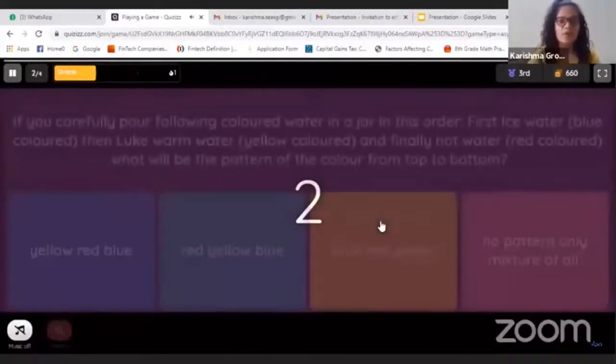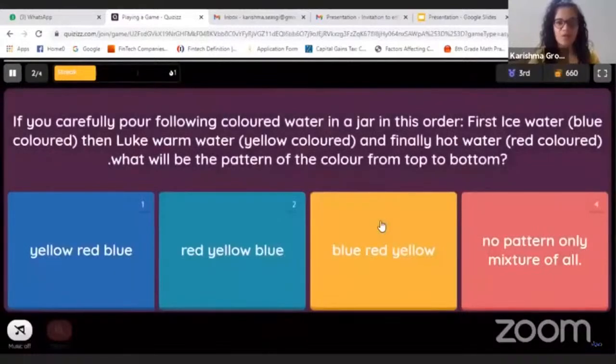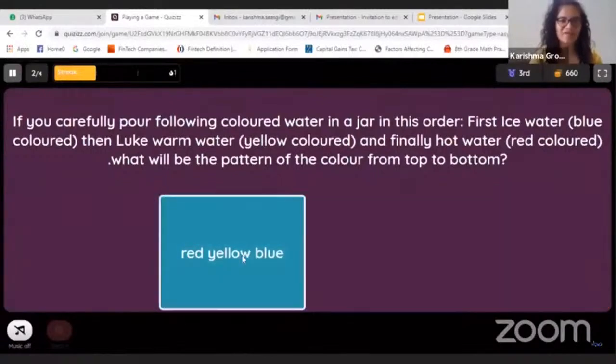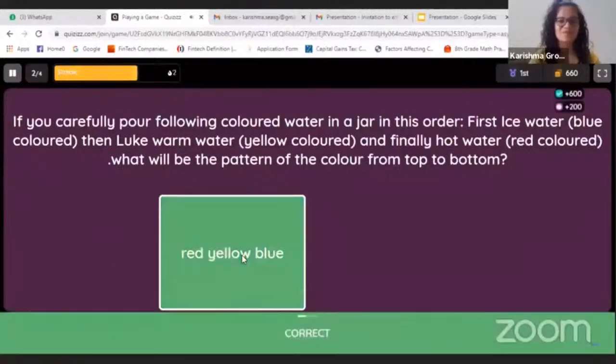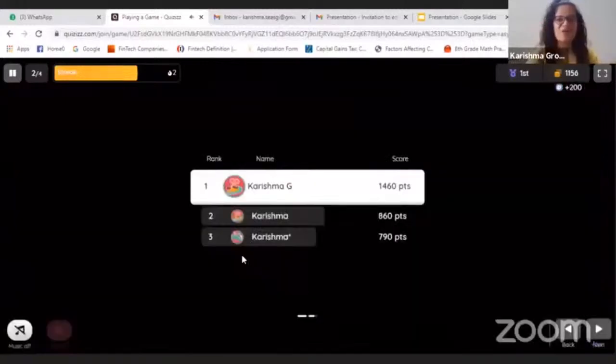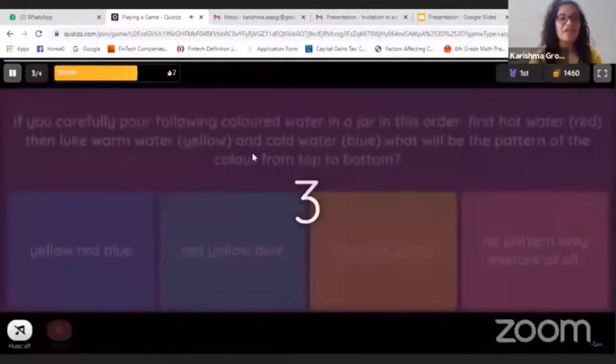Okay, next one. If you carefully pour the following colored waters in a jar in this order, first ice water blue colored, then lukewarm water yellow colored, and finally hot water red colored, what will be the pattern of the color from top to bottom? Okay, so the upper one is hot, so it will be red, yellow, blue. Do we have red, yellow, blue? Yes, we do have. Very good. Good job, guys.